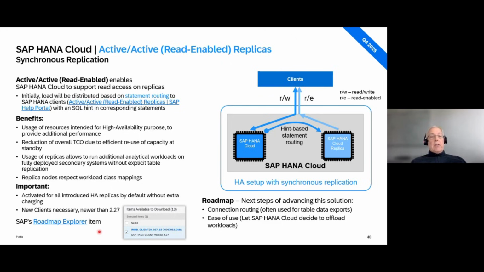And as said, this is a long endeavor. Please check out our Roadmap Explorer for the next major milestones. I hope in Q1 we will be able to release the next big steps, like, for example, connection routing, which you probably also know from HANA on-prem, and which is often used for data exports. And further down the road, we also want to make this whole solution much easier to use. Let's be surprised what we have planned and want to deliver over time.